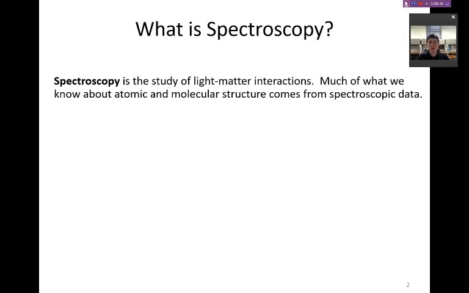So let's talk first about what is spectroscopy and why you should care. Spectroscopy is the study of how light and matter interact. And a whole lot of what we know about the molecular structure and atomic structure of the world, of the universe, comes from spectroscopic data. We've used spectroscopy to study the galaxy for many years. We use it to identify what elements are in the sun and other information about the whole universe.